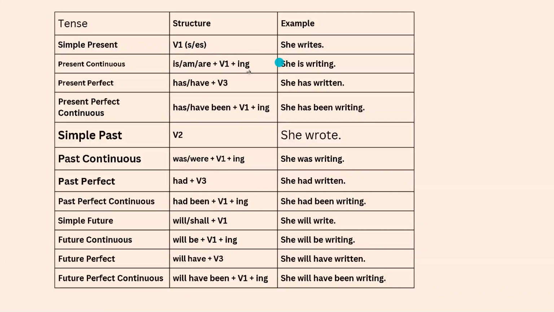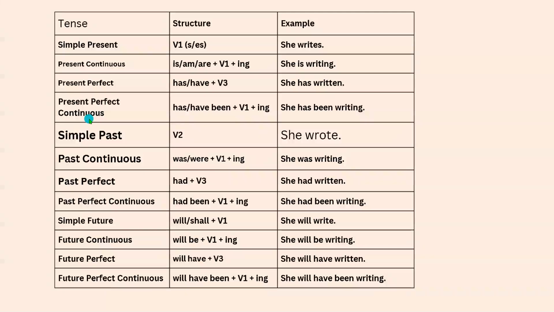She writes. In present continuous, he is writing, she is writing, I am writing. Here V1 plus ing. If you just add ing to the base verb, you will get the example. Okay. In present perfect, he has written, she has written, they have written. Okay. She has come, he has come. Okay, like that you will be getting.